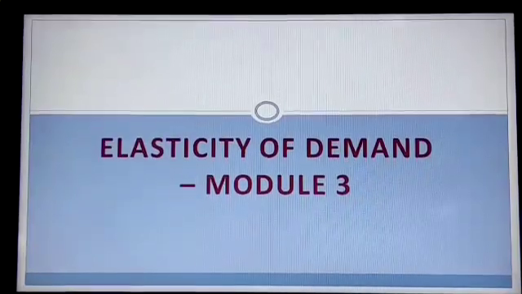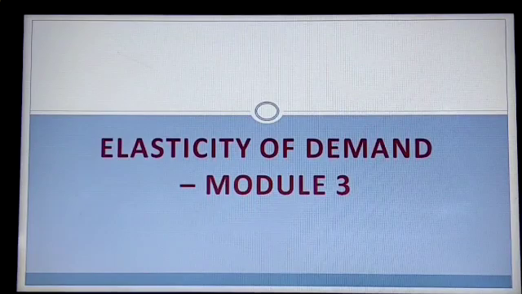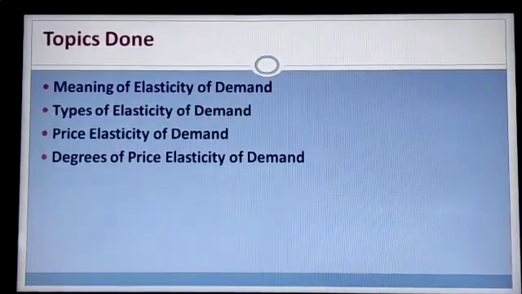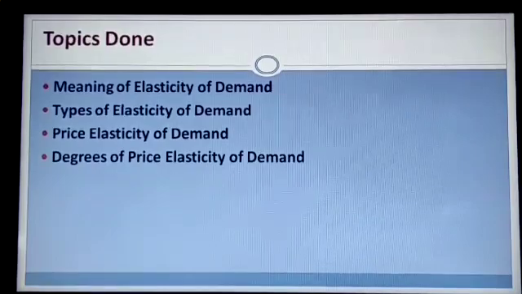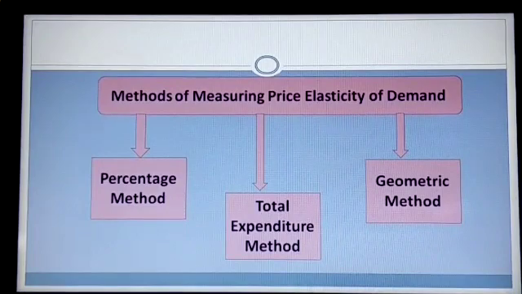Good morning, students. We are doing module 3 of elasticity of demand. We have already covered these topics: meaning of elasticity of demand, types of elasticity of demand, meaning and degrees of price elasticity of demand, unitary elastic demand, inelastic demand, elastic demand. You remember? Now, today's module is about methods of measuring price elasticity of demand.